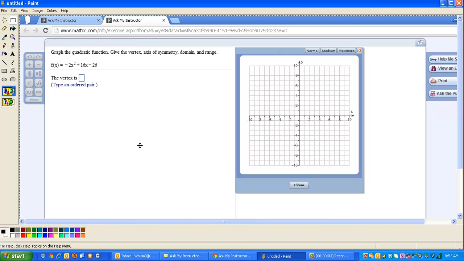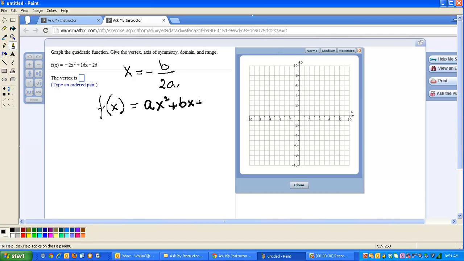Alright, let's start by finding the x vertex using the formula x equals minus b over 2a. So either we can use the formula x equals minus b over 2a, knowing that the quadratic function f of x is equal to ax squared plus bx plus c. So this is where we're getting the b and the a.